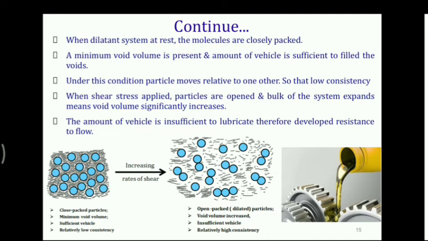In the previous diagram, at the rest position before shearing, the amount of the vehicle was sufficient for lubrication. Now, as the expansion of the system takes place, the amount of the vehicle remains the same. That's why the amount of the vehicle will be insufficient to lubricate, and therefore the structure will develop resistance to flow. And if the structure offers resistance to flow, it means your viscosity increases.